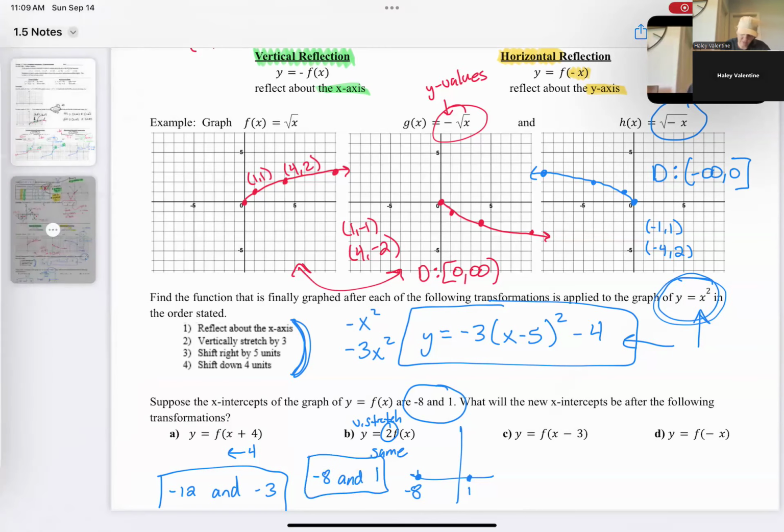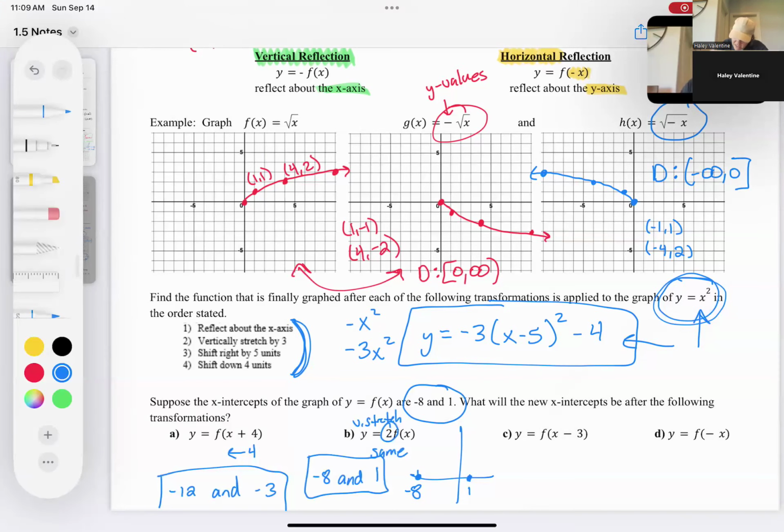Still, that didn't change. On this next one, this is on the inside, so it affects the left and right. Inside is opposite, so it's actually right 3. So negative 8, if I shift it right 3, is at negative 5. And if I take 1 and shift it right 3, now it's at 4. So negative 5 and 4 would be your new x-intercepts.